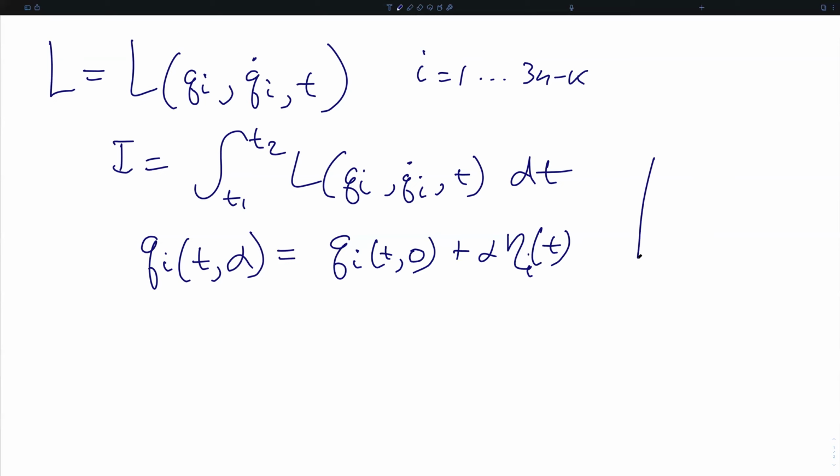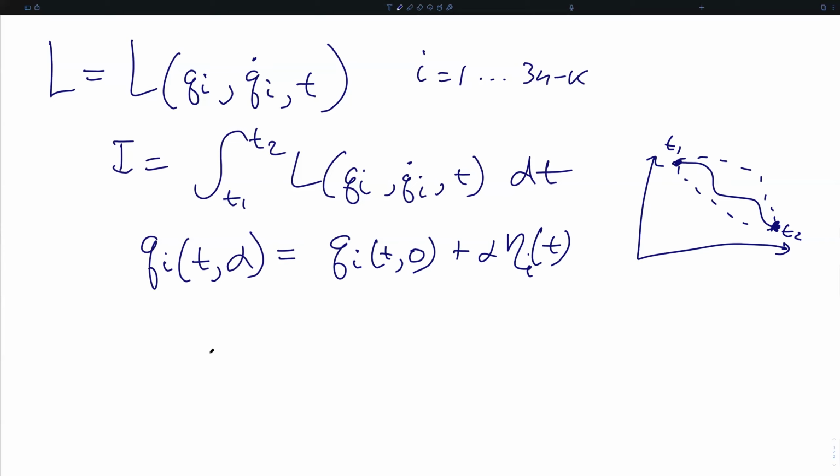So graphically, what we're talking about is a variation in the path. So we have a trajectory from t1 to t2. We have some true trajectory, and then we have neighboring trajectories. And so the true path is encoded by q sub i of t with alpha equal to 0. And then all the neighboring ones are small deviations from the true trajectory. And the only restriction is that we end up where we need to go, and we start off from where we know we started from.